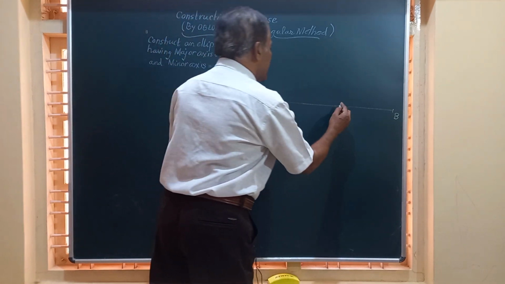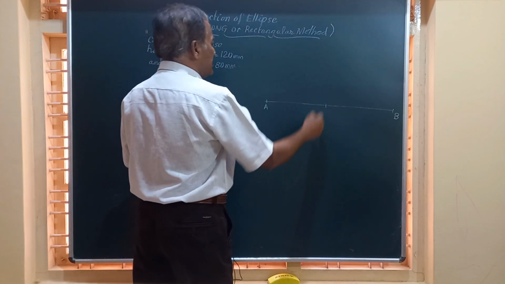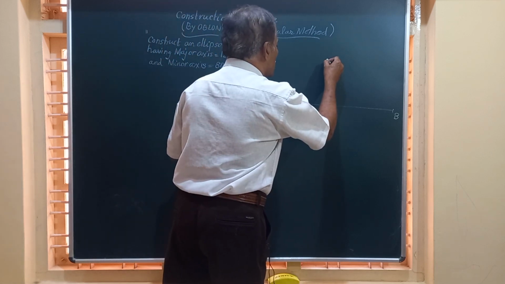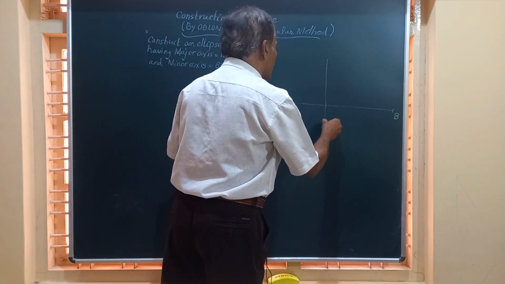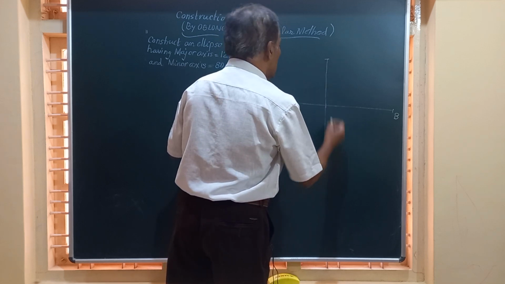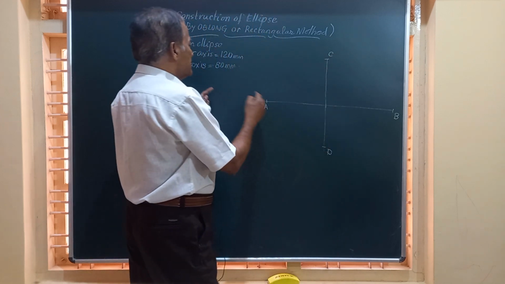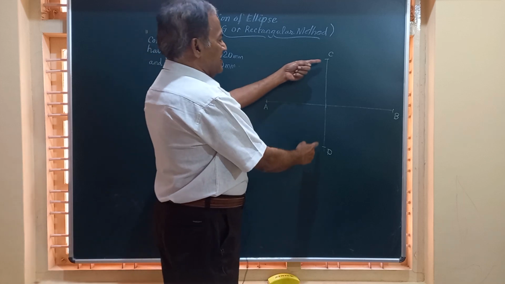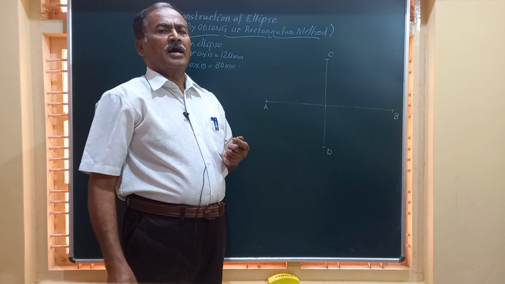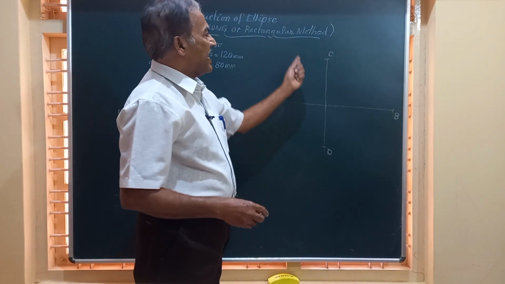Next, we will locate exactly the center of this by drawing a vertical line and mark on that the minor axis equal to 80. So 40 millimeter above this we take and 40 millimeter below this, and we will call this CD. CD is the minor axis, which has dimension 80. CD is 80 and AB is equal to 120. And we need to obtain an ellipse using the rectangular method.